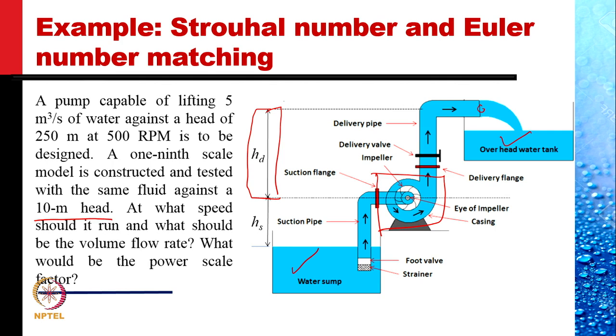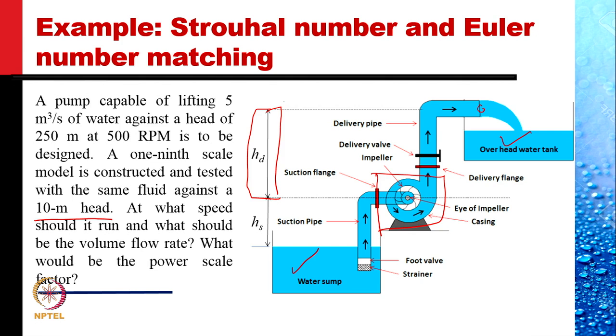At what speed should it run? And what would be the volume flow rate if we are going to get similar flows? And then what would be the power scale factor between the prototype pump and the model pump?